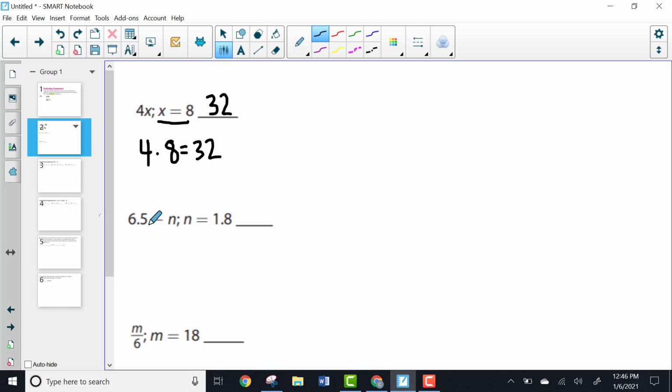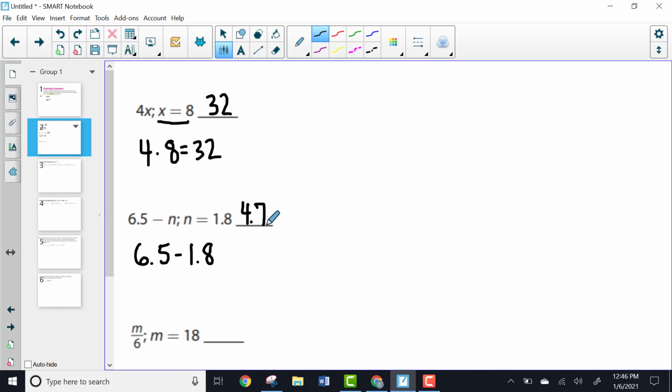So we have 6 and 5/10 minus n. We know that n equals 1 and 8/10. So we take 6 and 5/10, and I want you to do this with me together in your Go Math book. So 6 and 5/10 minus 1 and 8/10. Why do we substitute that for n? Because it says n equals 1 and 8/10. I think I said 1/8, it should be 1 and 8/10. And that's going to give us 4 and 7/10.